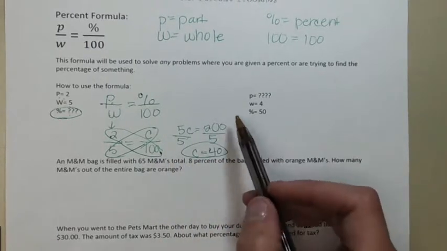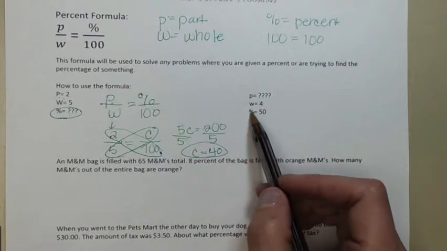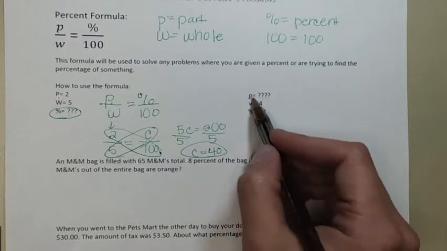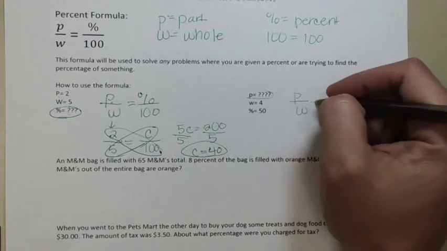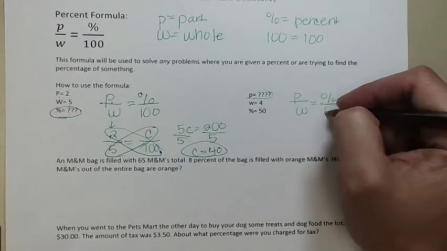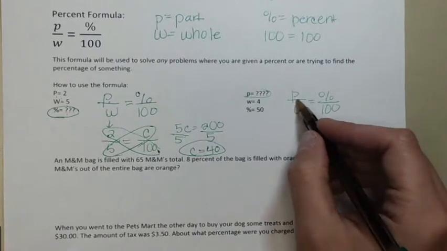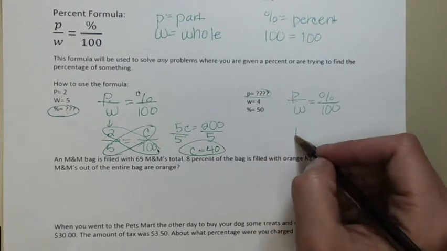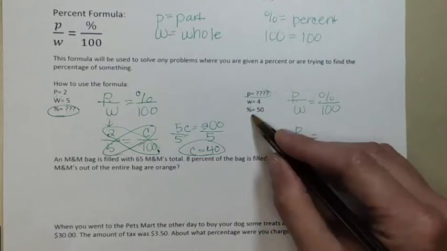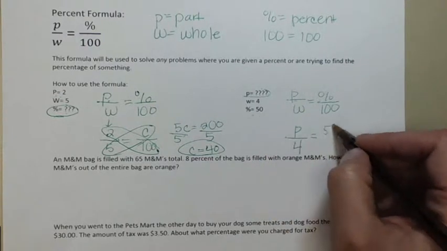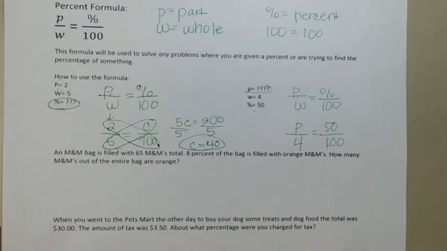On this one, same formula. I've got the same things given to me, except this time I'm solving for the part. So I write my formula, and then I start plugging in. I don't know what P is, so I'm going to leave it as my variable. W has been given as a 4. I know my percentage is 50, and percentage means out of 100.